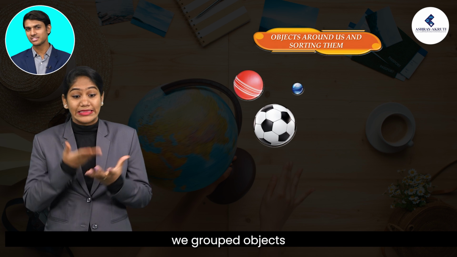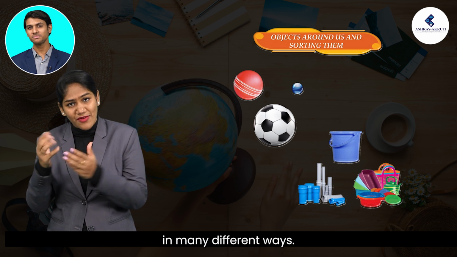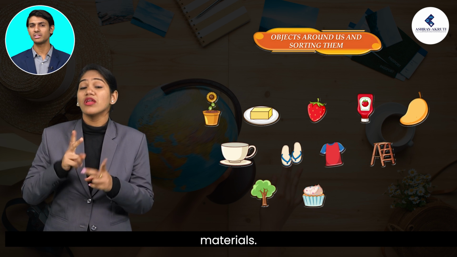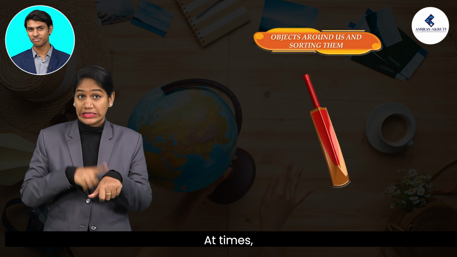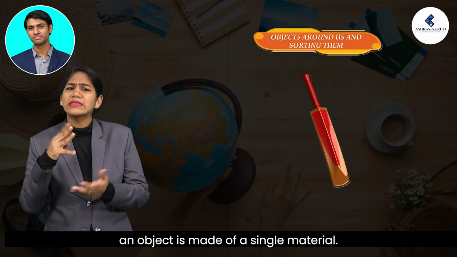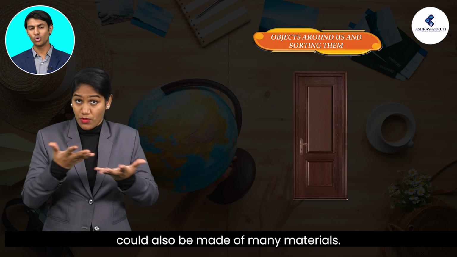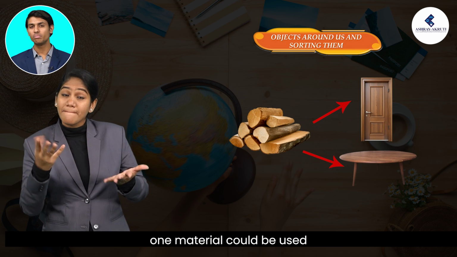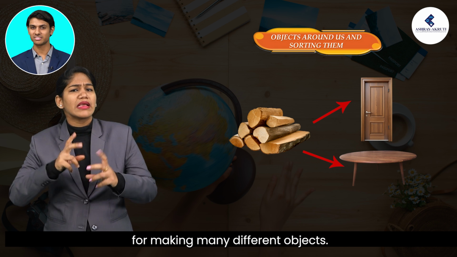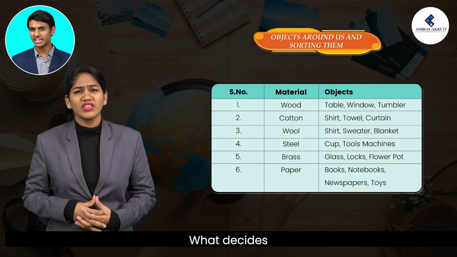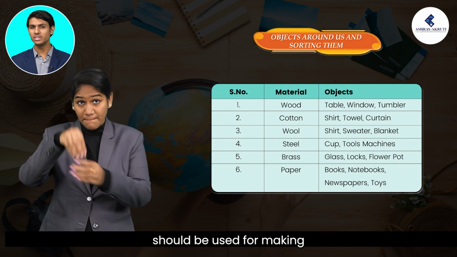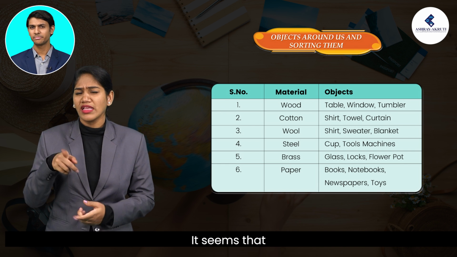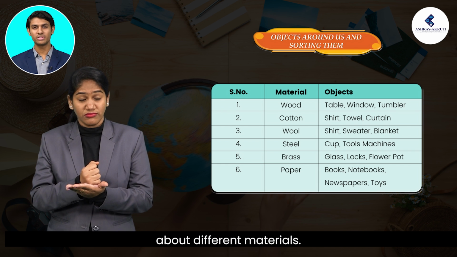First, we grouped objects in many different ways. We then found that objects around us are made of different materials. At times, an object is made of a single material. An object could also be made of many materials. And then again, one material could be used for making many different objects. What decides which material should be used for making any given object? It seems that we need to know more about different materials.